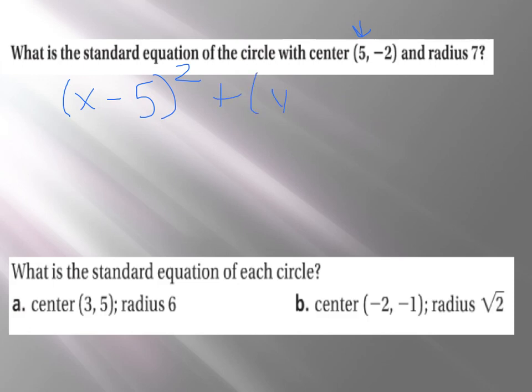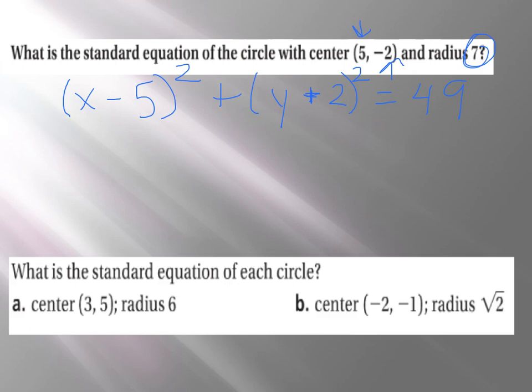Plus, and then my y minus my y value for my center. Now, since it's negative, this is actually going to change to plus. So y plus 2 squared is going to be equal to whatever my radius is squared, which is 49. So that would be my answer.